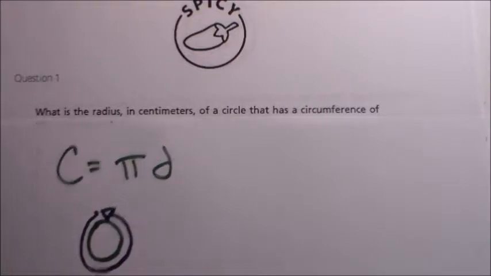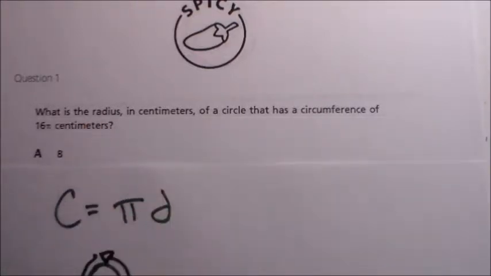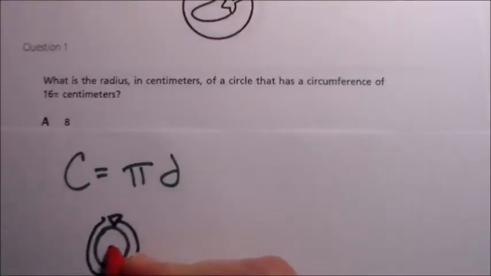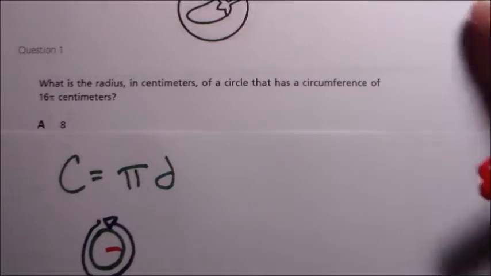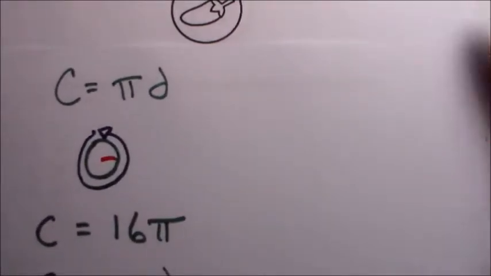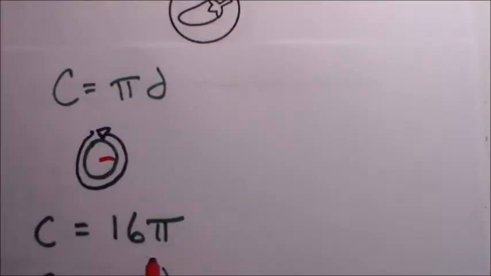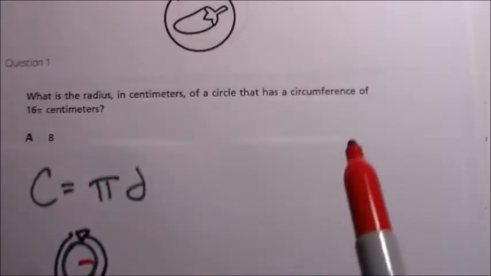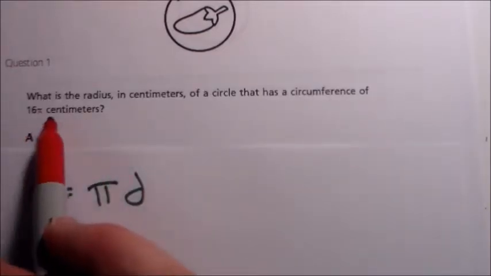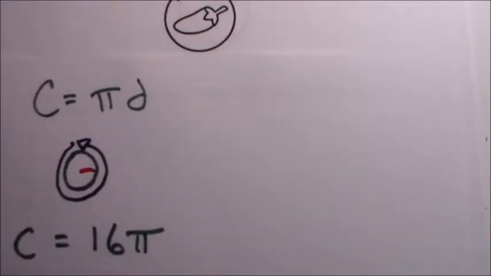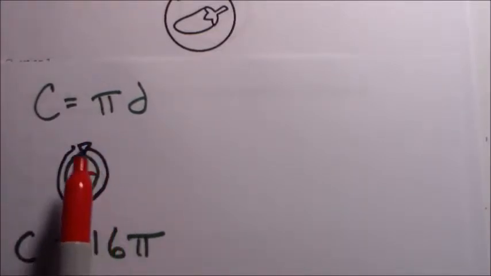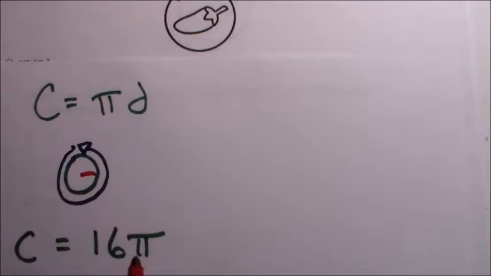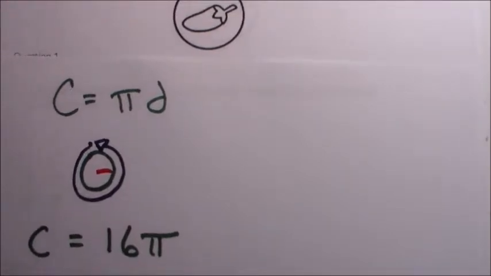And our question says, what is the radius? So we're looking for the radius. We're looking for that distance in centimeters of a circle that has a circumference of 16 pi centimeters. So we know the circumference here is 16 pi, because it tells us the circumference is 16 pi centimeters. Circumference equals pi times diameter. We're looking for the radius. The circumference is 16 pi. That's the stuff we know.